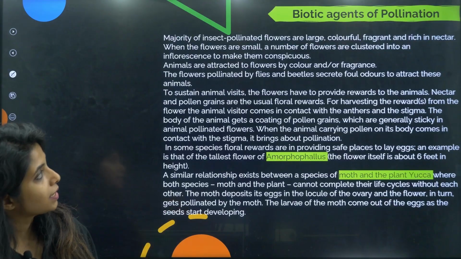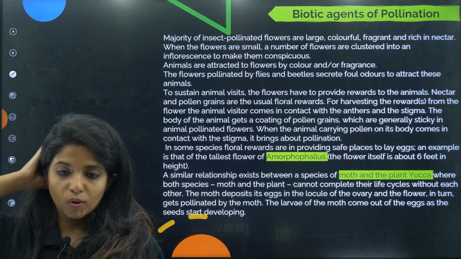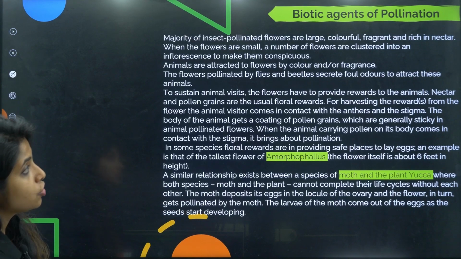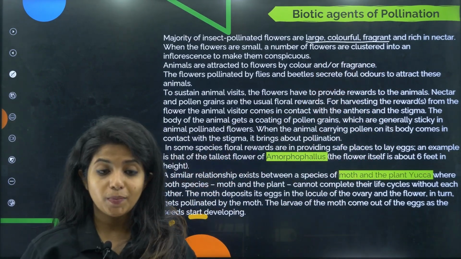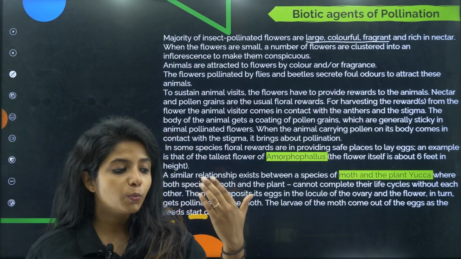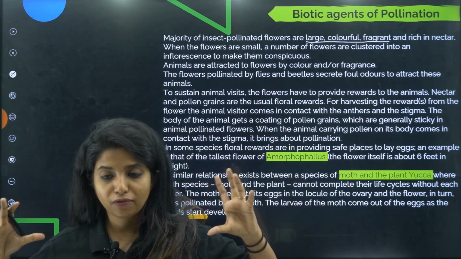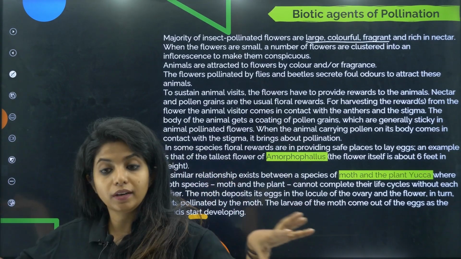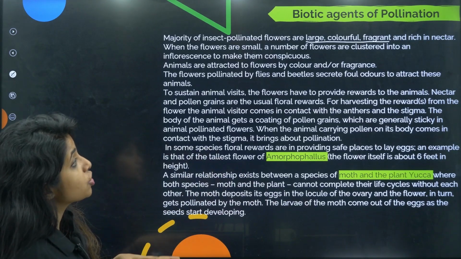Now, we go ahead with the next thing, that is biotic agents of pollination, and with this we are going to complete the whole concept about pollination. So, let us read it. Majority of insect pollinated flowers are large, colorful and fragrant. So, if it has to be pollinated by an insect, obviously it should be colorful, and it is not like they can see all the colors, they can only see a few types of colors under their different type of eye, okay, some ultraviolet things. So, basically for them it has to be large and it has to be colorful, otherwise they will not be able to spot the flowers, and they should be rich in nectar as well.